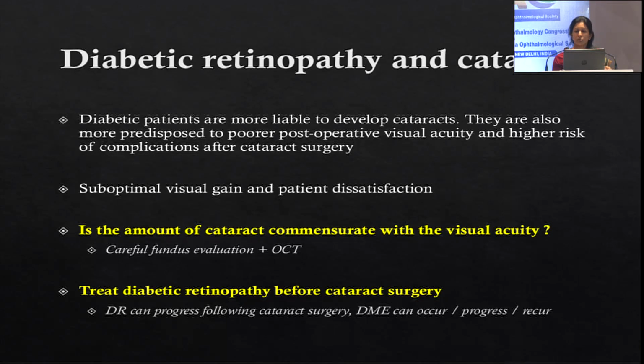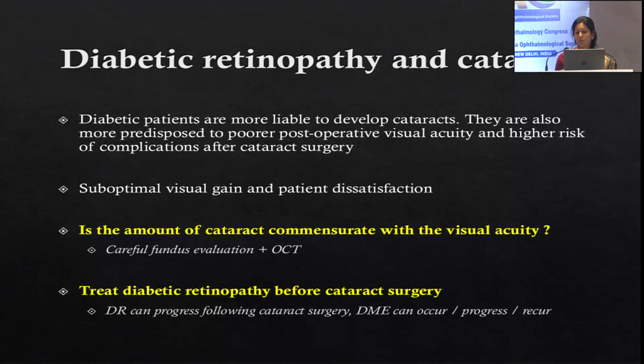So the first question you should ask is, is the amount of cataract commensurate with the visual acuity? As experienced cataract surgeons, all of you can make out whether the visual acuity is explained by the amount of cataract or not. If not, it should necessitate a careful fundus examination, and like I said, a much lower threshold for OCT than you would have in non-diabetics, because the fundus may appear seemingly normal to you, but they still might be having center involving diabetic macular edema. Also, for medico-legal purposes, for documentation, a pre-op OCT I feel is a must.